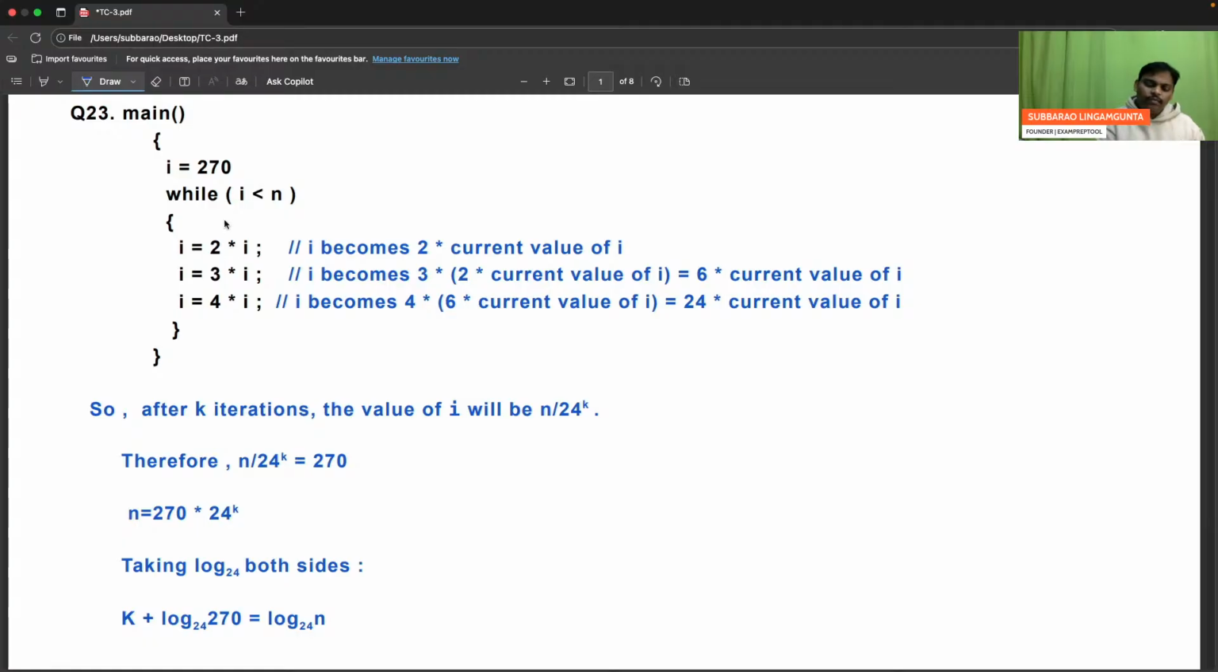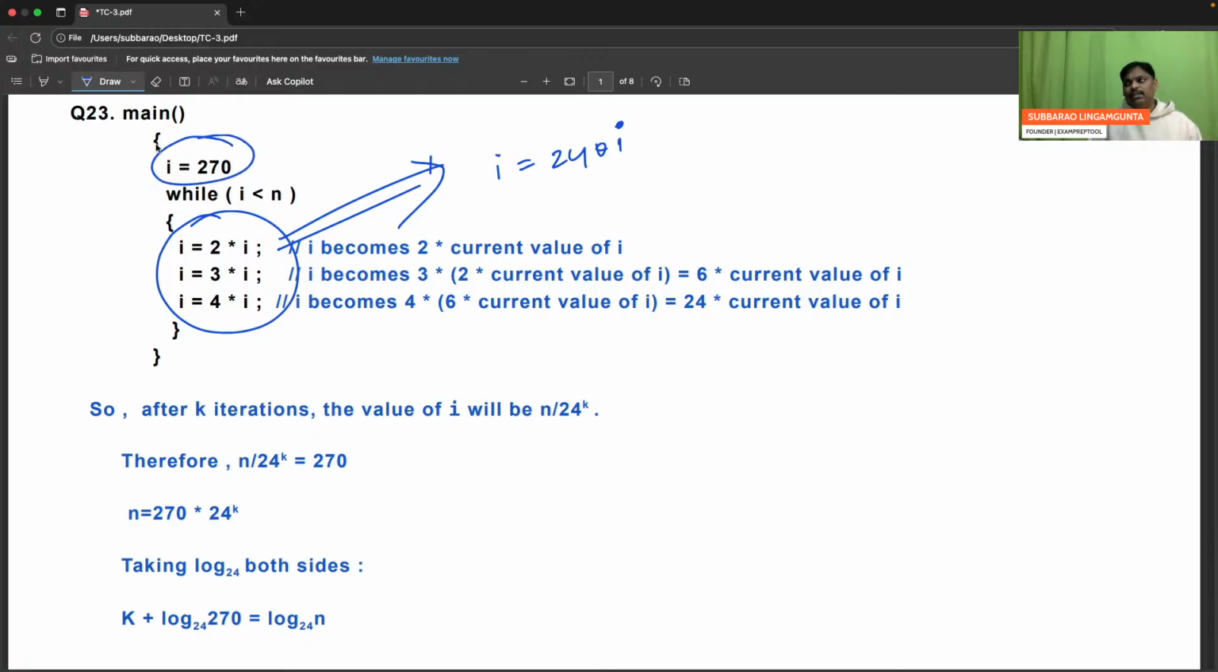So this became, you know very well. So what is the answer? I is equal to 24 into I. Always multiply by 24. But it's increasing, which means the initial I value is small. Small means some constant. It need not be 1. When I say small, it need not be 1. It may be 2, it may be 3.